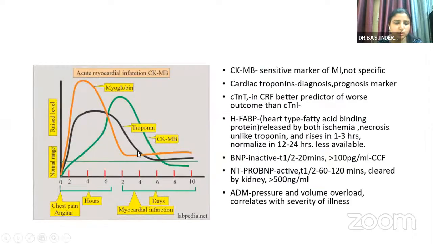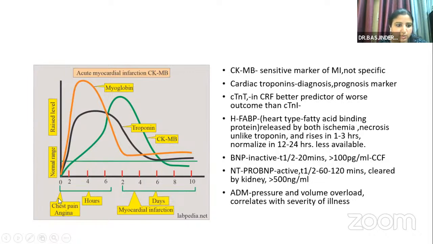So in short, we all know about the myoglobin rise. It rises immediately, within 0 to 6 hours, after myocardial ischemia. Cardiac troponin is released within a few hours, and it peaks at around 6 to 8 hours, and creatinine kinase MB rises within around 72 hours. So the initial one to rise is myoglobin, followed by troponin, which peaks at 4 to 6 hours and remains in the body for 7 to 10 days. And CPKMB is slightly late to rise, and its level comes down earlier than the other ones.